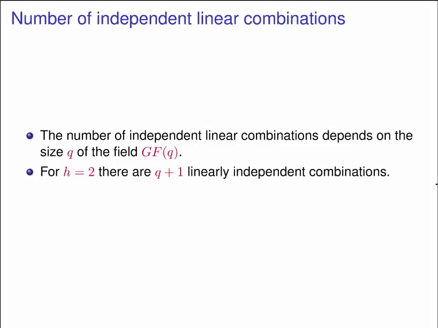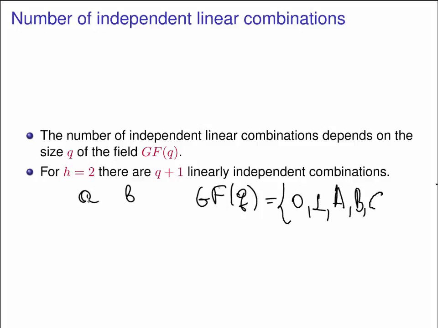So for example, consider the case of h equal to 2. In this case, we have 2 packets. So suppose we have packet A and packet B. And suppose we have a field of size q. So let us denote elements of this field as 0, 1, and then A, B, C, and so forth. So suppose we have this field, and let us count how many independent linear combinations we can produce. So any linear combination can be written as C1 times A plus C2 times B, where C1 and C2 are some coefficients from this field.